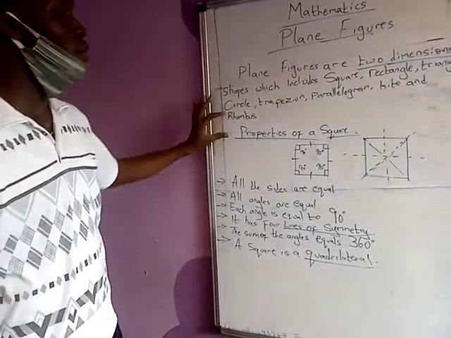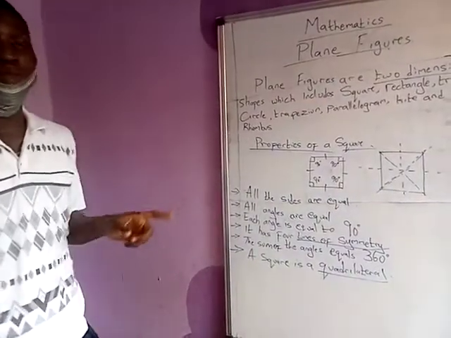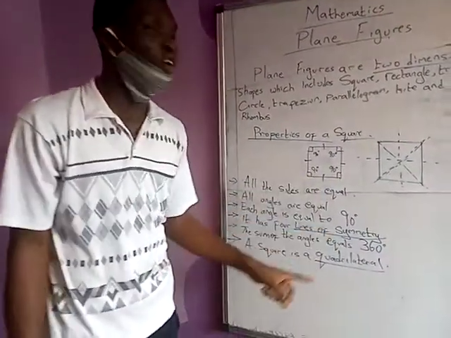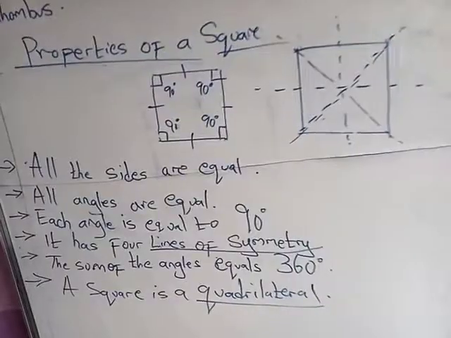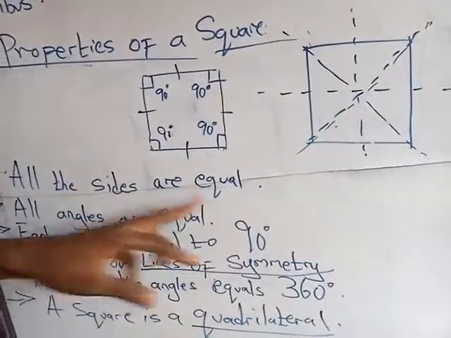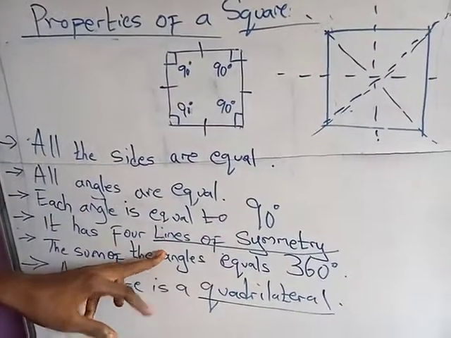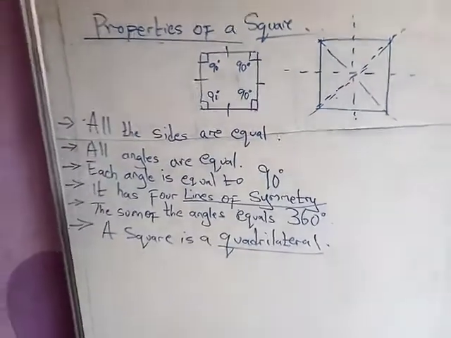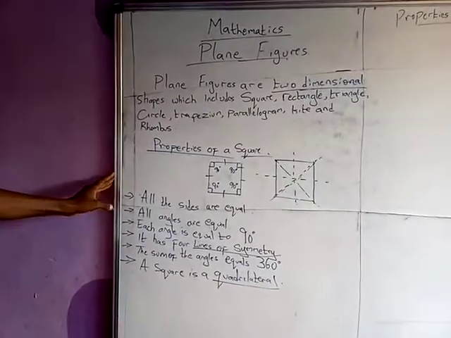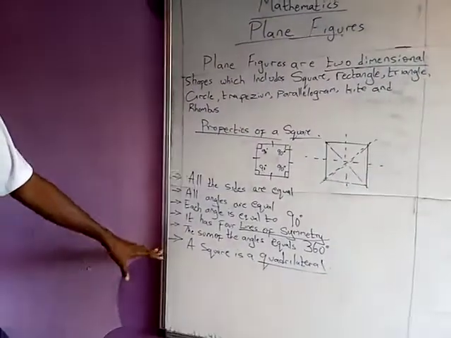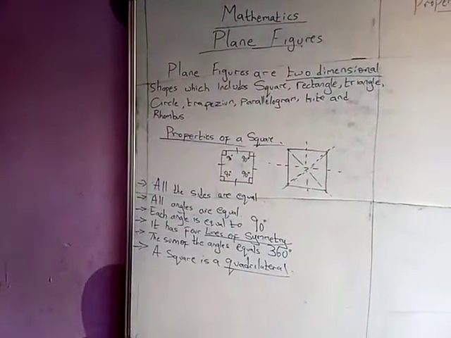A square. When we say properties, we are talking about those things that you see surrounding a square. If any one of these properties is not in your particular shape, that means the shape you have is not a square. If that shape does not have all its sides equal, if the angles are not 90 degrees, or it does not have 4 lines of symmetry, that shape cannot be regarded as a square. These are what you use to identify a square. Any shape that does not have these properties cannot be regarded as a square. So we'll move on to the next one.